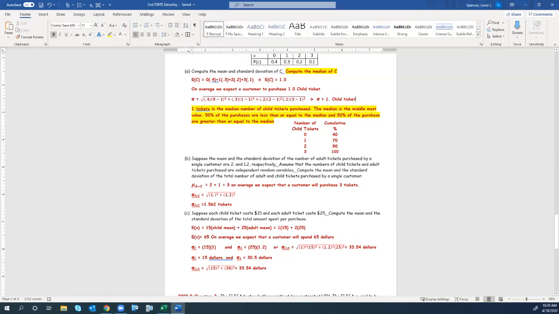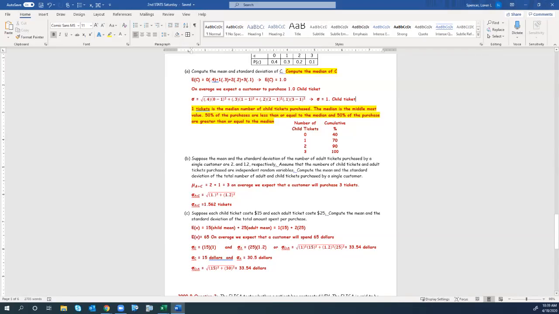The reason it was important to know that there are independent random variables is I cannot combine standard deviations if they are not. They must be independent random variables to calculate standard deviations. They don't have to be independent to calculate means, but they do have to be to calculate standard deviations, and they ask for both.